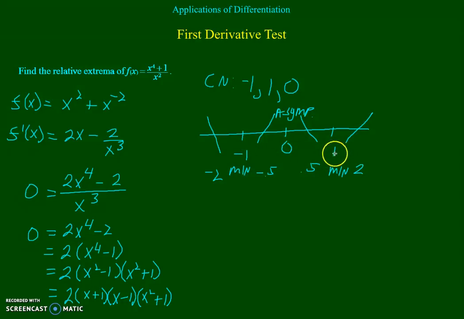So we have a minimum at negative 1, 2, that's a minimum, and another minimum at 1, 2. And that's the first derivative test. Let's move on to the next section.